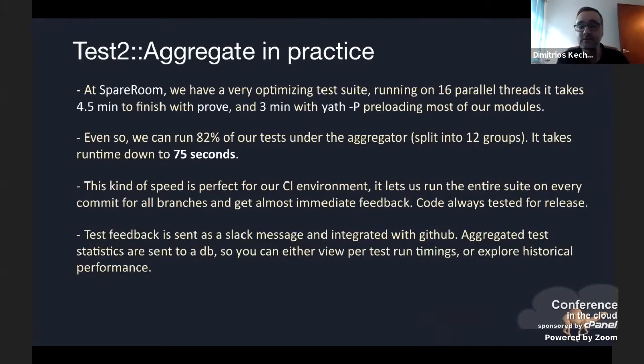But aggregated tests can also send statistics, so we wrap it and send it to a database. On the Slack message, you can click to see, in a little web page, the timings of your tests, or you can explore historical performance to see when tests went slower or faster.